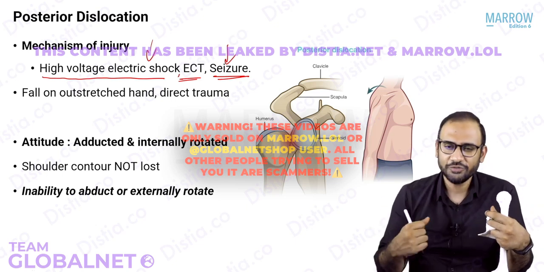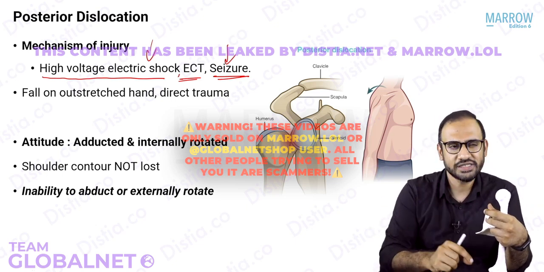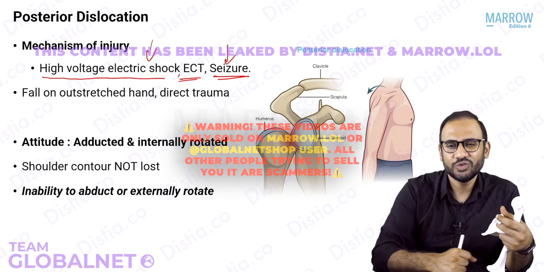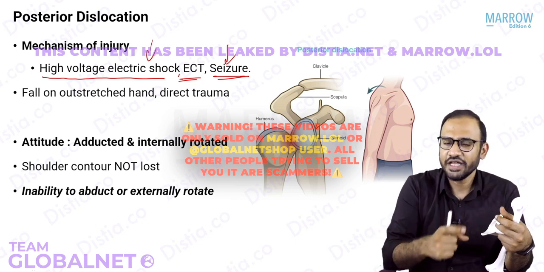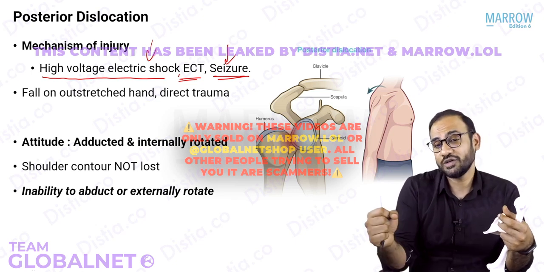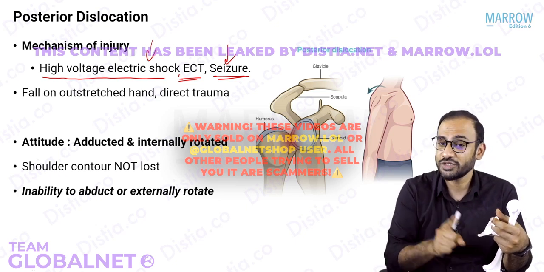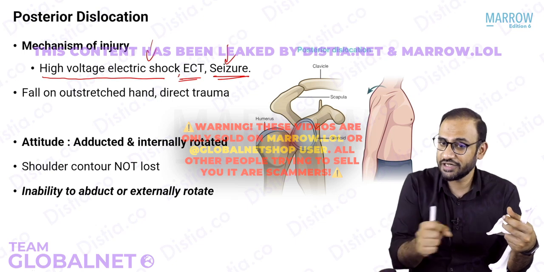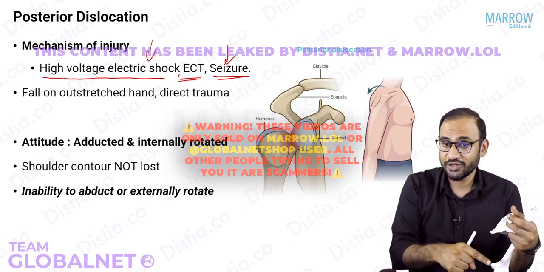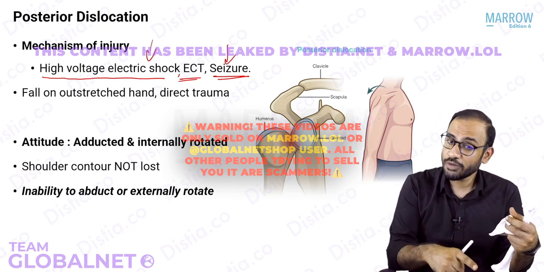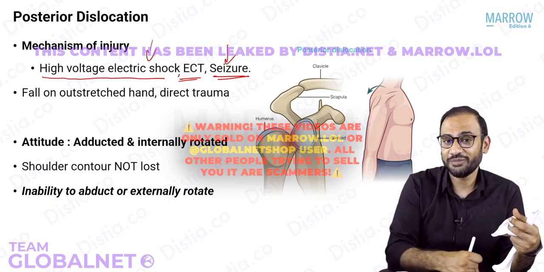And apart from complaining of shoulder pain, he will tell you one classical point. He'll tell you, sir, I cannot move my shoulder properly. And if you notice, he will be unable to abduct and externally rotate, which is the limitation that you will see in posterior dislocation, because the attitude of posterior dislocation is adduction and internal rotation. And I've told you, if this is the attitude, what action can the patient not perform? The patient will be unable to perform abduction and external rotation.